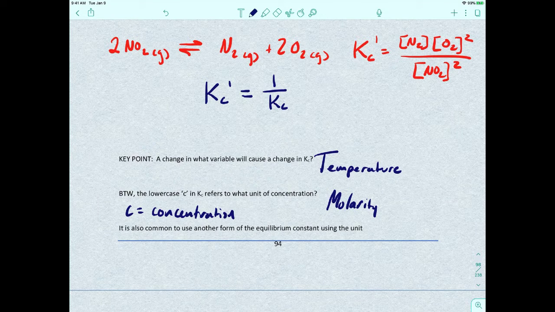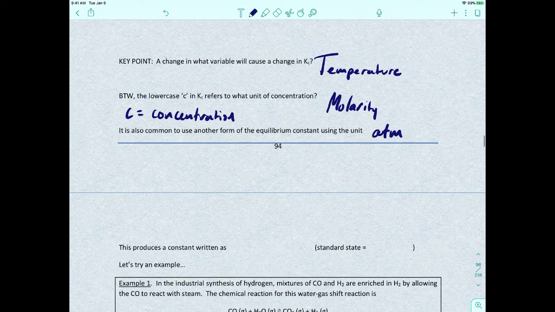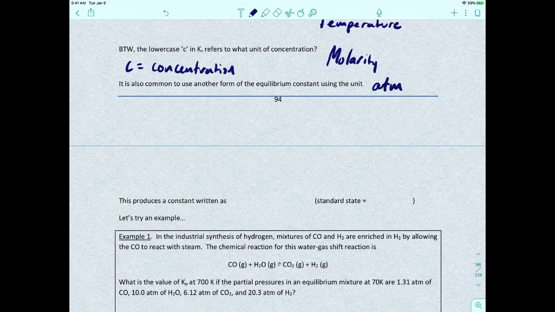Because there's another equilibrium expression that uses pressure. So it's also common to use another form of the equilibrium constant using the unit atmospheres, ATM. And when we write an equilibrium expression using pressure, this produces a constant that's written as K sub P, where standard state is 1 atmosphere. So let's try an example problem and see how this works.